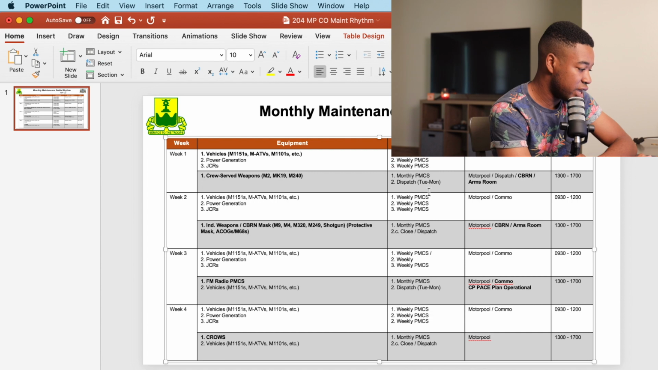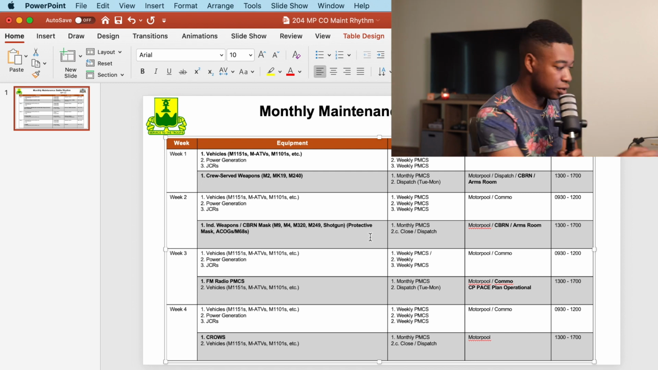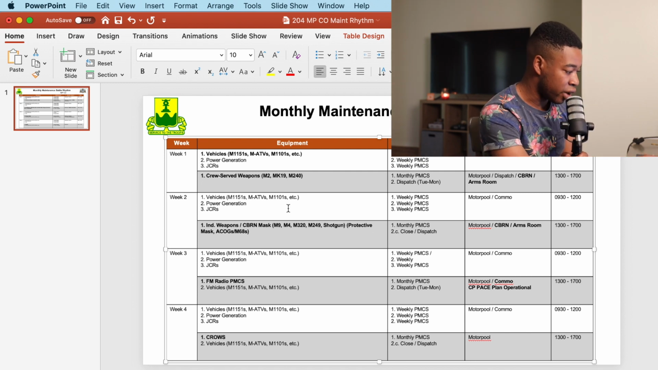Now, the highlighted gray areas are specific to that week, right? So as you can see, for week 1, it's crew serve weapons. Week 2, it's individual weapons. And for week 3, it's FM radios.